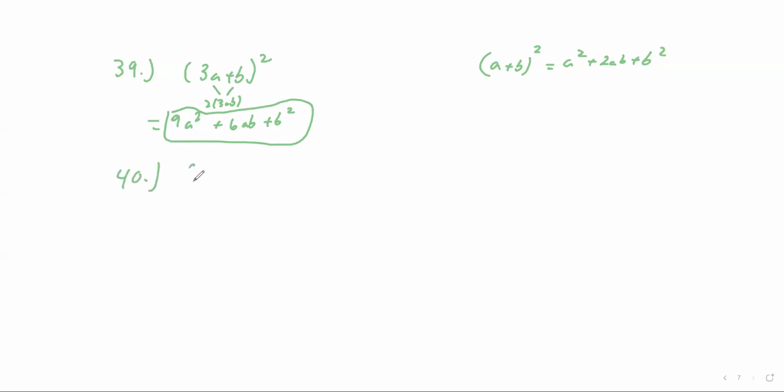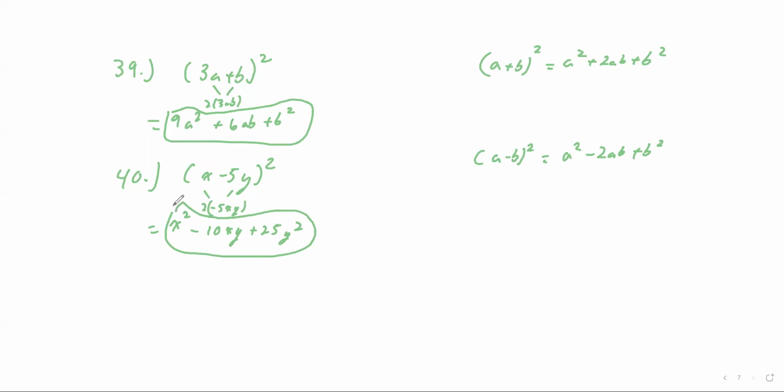All right, last one. X minus 5y squared. Again, this is going to use the concept of a minus b squared equals a squared minus 2ab plus b squared. So again, I'm going to square the first term. So x squared is x squared. And then I'm going to multiply these two. So x times 5y is negative 5xy. And then I'll multiply that by 2, so that gives me minus 10xy. And then I'll take the negative 5y squared, and that would give me a positive 25y squared, because negative 5 times negative 5 is positive 25.